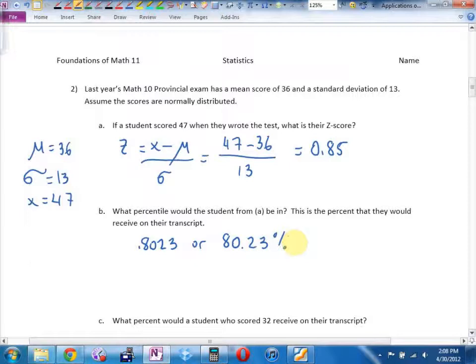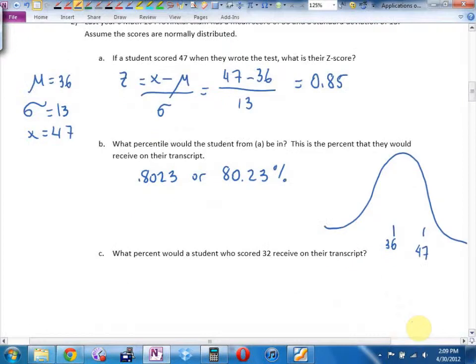Okay. I didn't draw a picture for this one because they kind of walked me through it, but here's really what we're saying. You want to draw a little picture over here. The mean was 36. The student got 47. We found their Z-score to be 0.85, and we wanted the area to the left so that we could find out what percent this student was above, and therefore what they would get as their grade, which was 0.8023. Does that make sense?